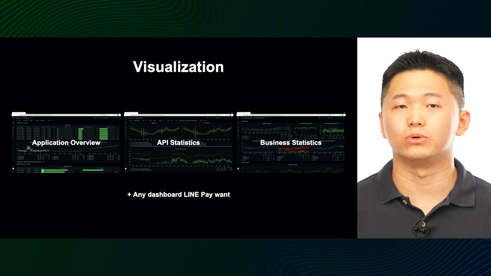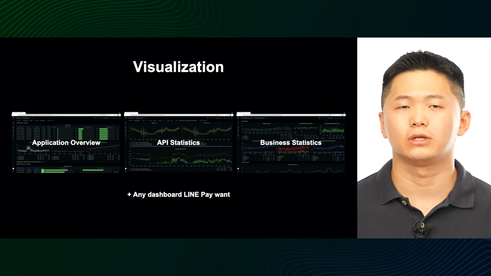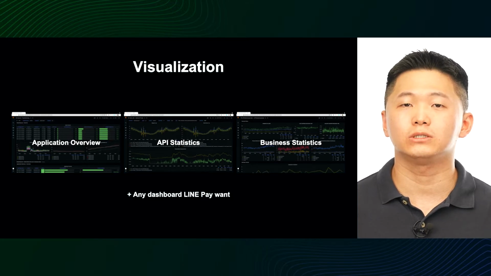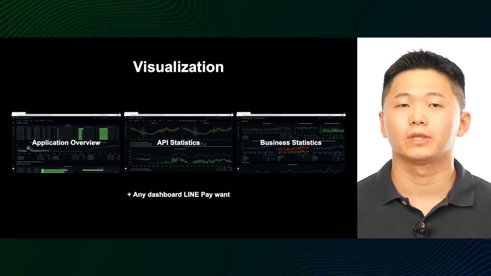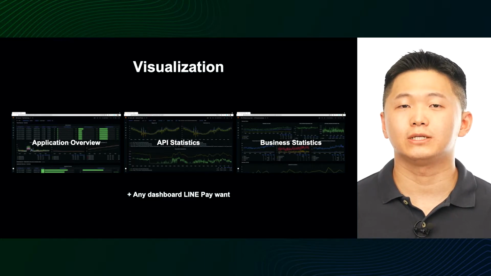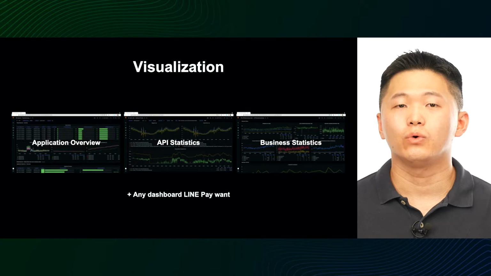Now we learn 3 dashboards. One is Application Overview Dashboard. In here, we can see server information, server resources, and application resources. And the other one is API Dashboard. It shows the RPS of API, request duration, or the count by release time. The last one is Business Dashboard. It shows some business statistics like the count of registered users in LINE Pay, or the count of top-up or withdrawal. Now, we can make more dashboards if there is a request from LINE Pay.